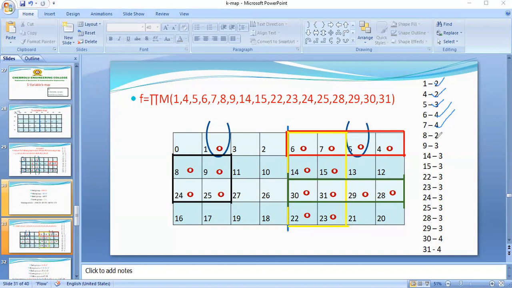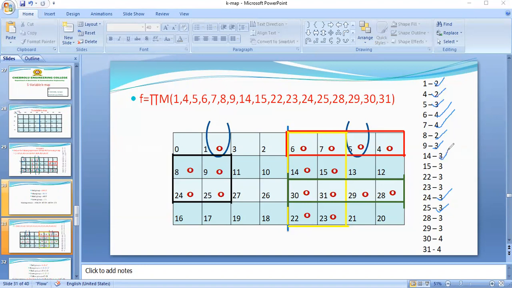After that, I am taking 8. Where is 8? Here is 8. With this 8, can we group 16? Is there possibility of 16 adjacencies here? No. Can we group 8 here? No. So with this 8 we can group only 4. What are those? 8, 9, 24, 25.